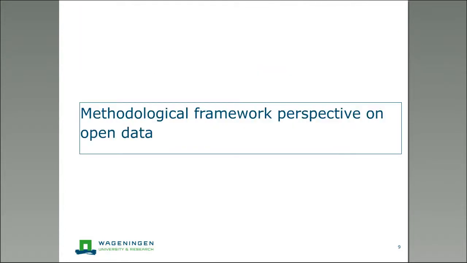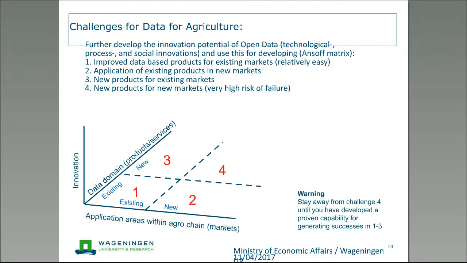Let me provide you now with some methodological framework perspectives on open data. The government wants to push open data, we all want open data as a society, so how do we understand that it has some benefit? Here you can see an approach from what we call the innovation matrix approach, where innovations happen along a spectrum: you have either new data or existing data that is out there, or you have new applications or existing applications.